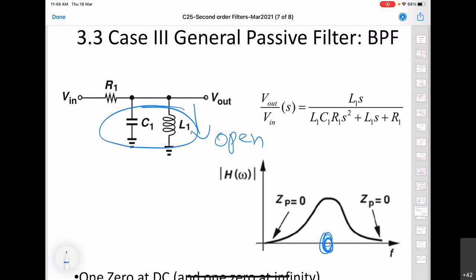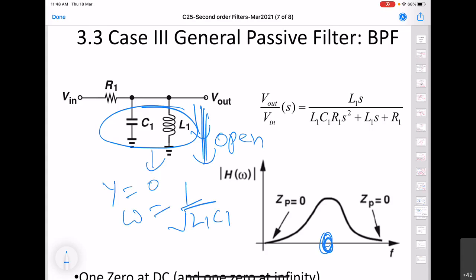right? So here you can see that the admittance of this path is going to be 0 at omega equal to 1 by square root of L1 C1. So that means there will be no current flowing in this direction. That means no attenuation, and this output will be high. So this is how qualitatively you can analyze the behavior of the circuit.